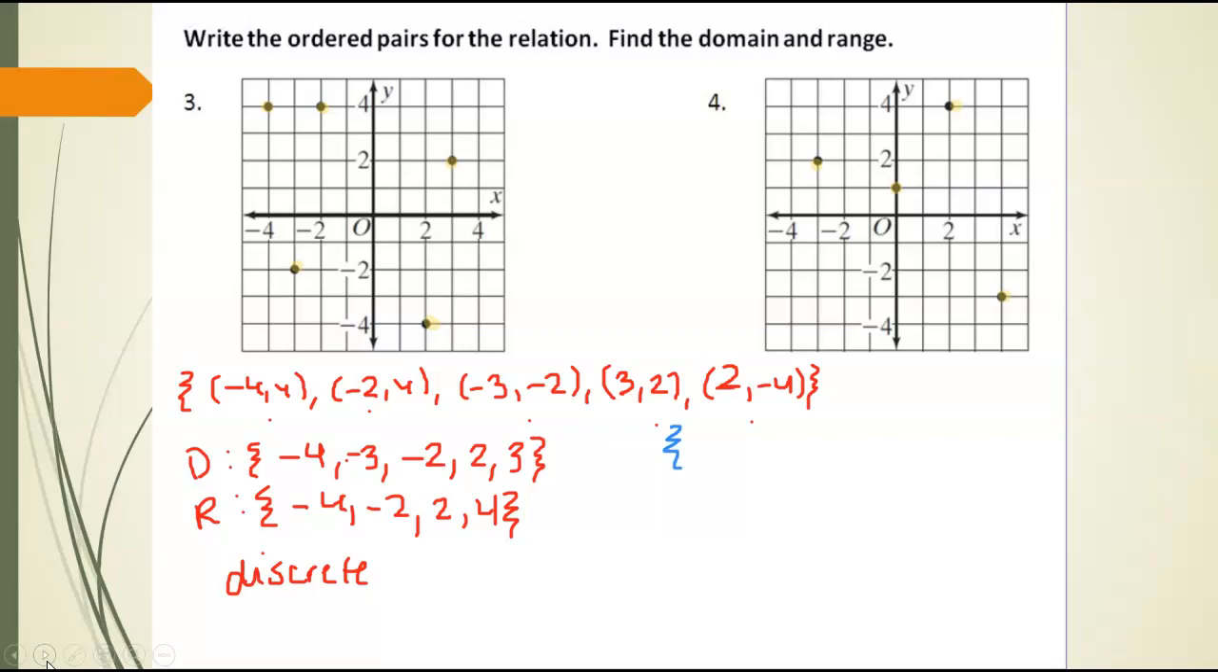In example 4, you have the point -3, 2. You have the point 0, 1. We have the point 2, 4. And we have the point 4, -3. Remember, a relation is a set of ordered pairs. So you need the set notation. Same with your domain and range. They are a set of values, so they get that squiggle around them.